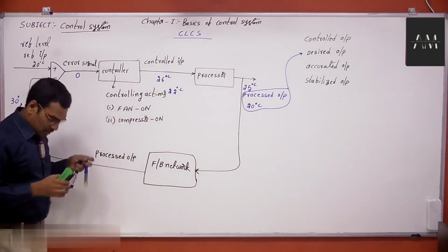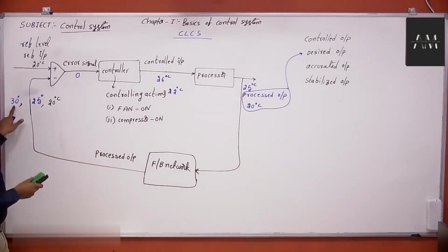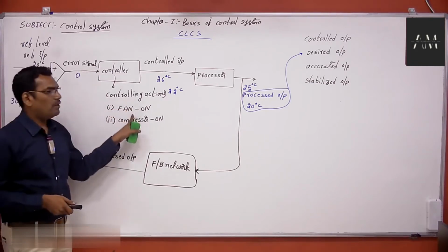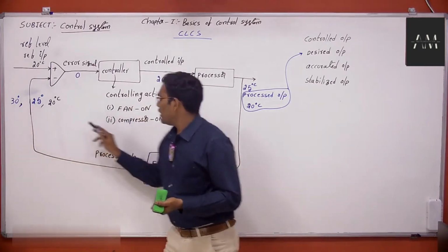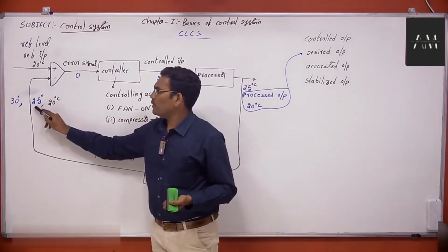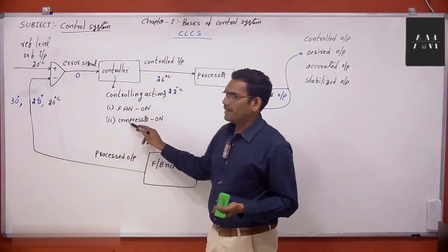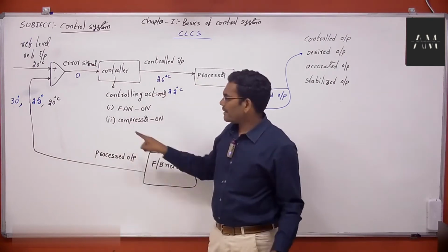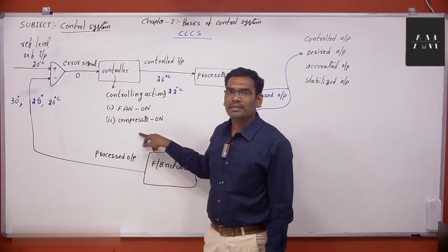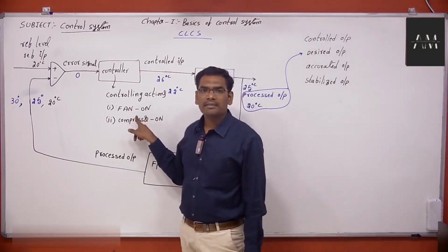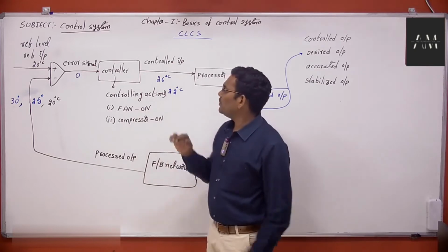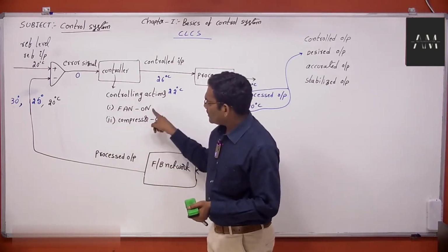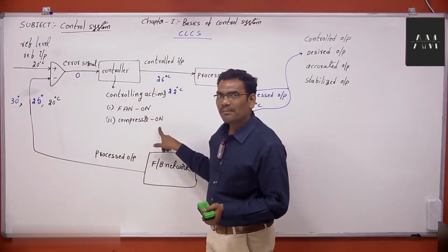Now the question here is, see here. First is 30 degrees centigrade and one controlling action is operated. Next output is 25 degrees centigrade, another controlling action. Now you are saying the compressor is on, you are saying the compressor is off. No, we cannot say that. It is automatically done, which means sometimes the fan is on, sometimes the compressor is on.